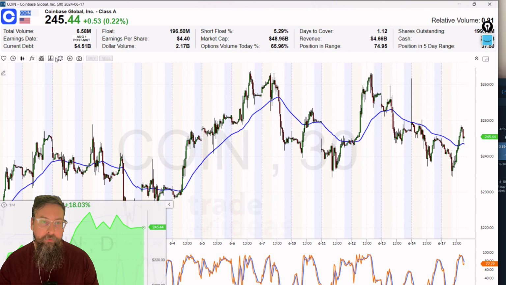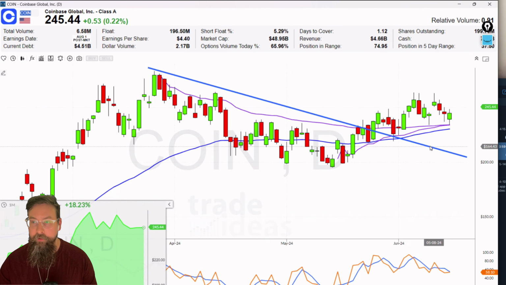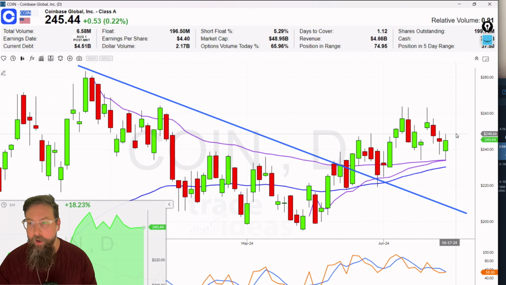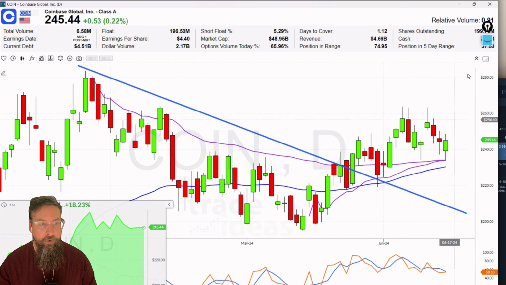I think 250 is going to be the zone that I'm going to look for. Now, I just don't want to see a spike into 250 and a drop. I want to see it hold 250 or break 250 later in the day when all the crazy junk is out of the way. So that's my idea here.